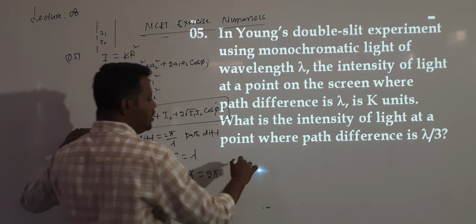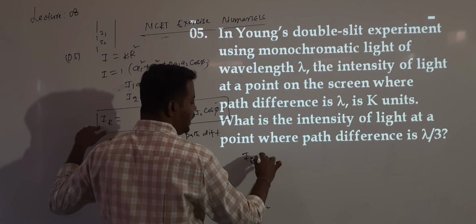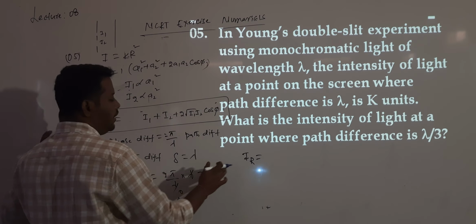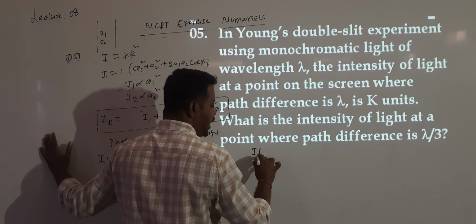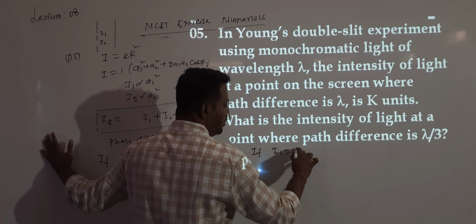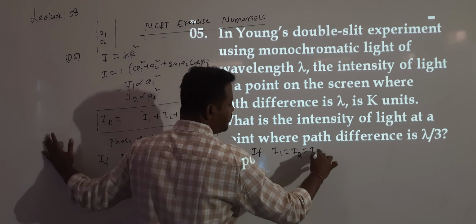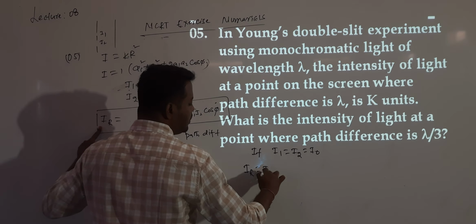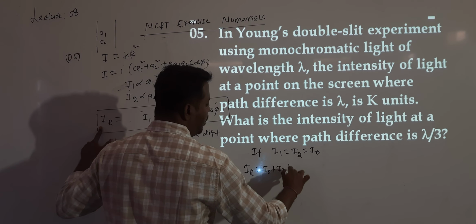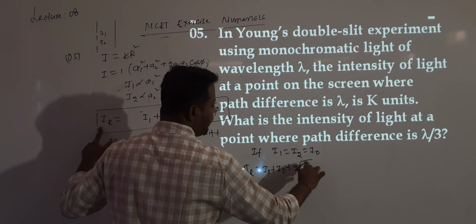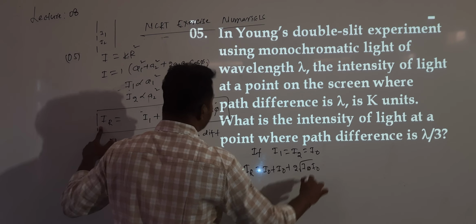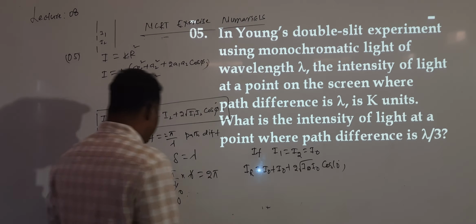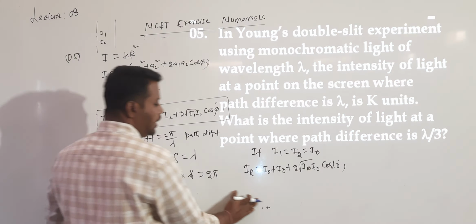When phi is equal to 0, what is the resultant intensity IR? One more important point: if the intensities are equal, if I1 is equal to I2 equal to I0, then what formula will I get for IR? IR is equal to I0 plus I0 plus 2 into root over I0 into I0 into cos 0. Why is the phase difference 0? Understood now? So then what will I get as the answer?